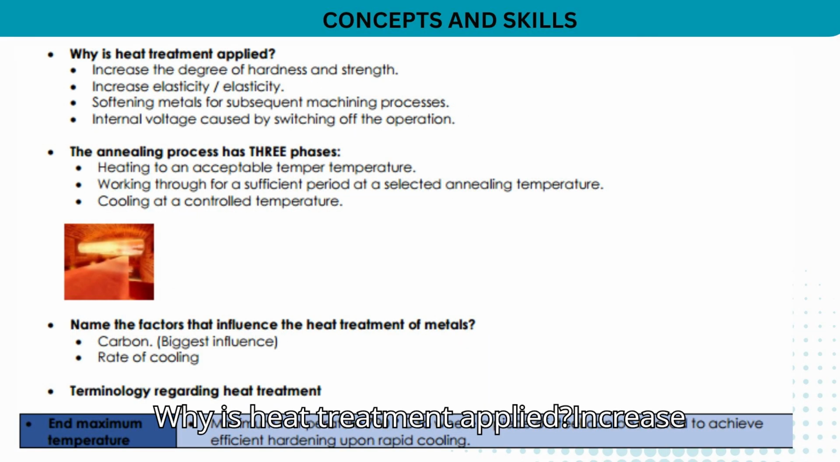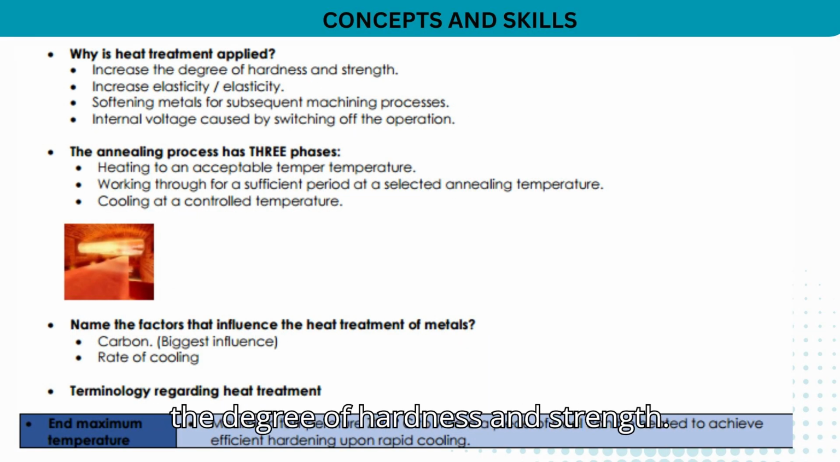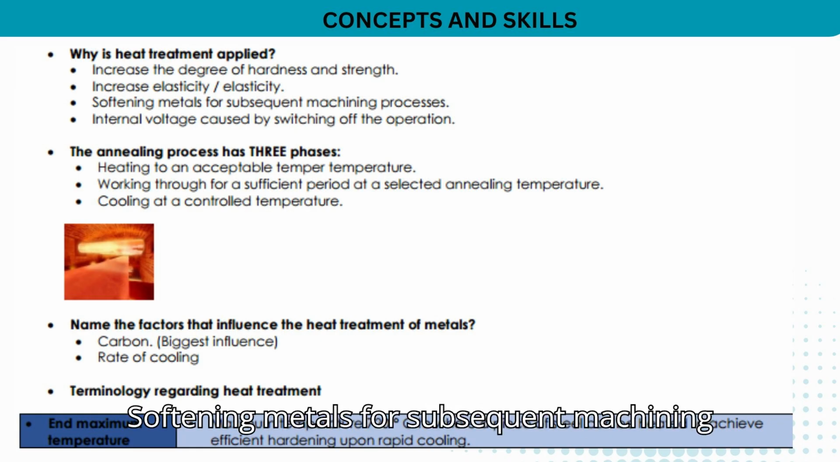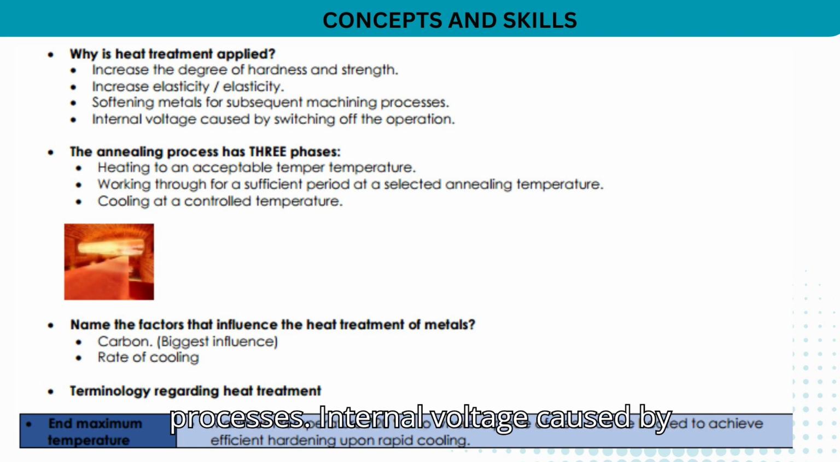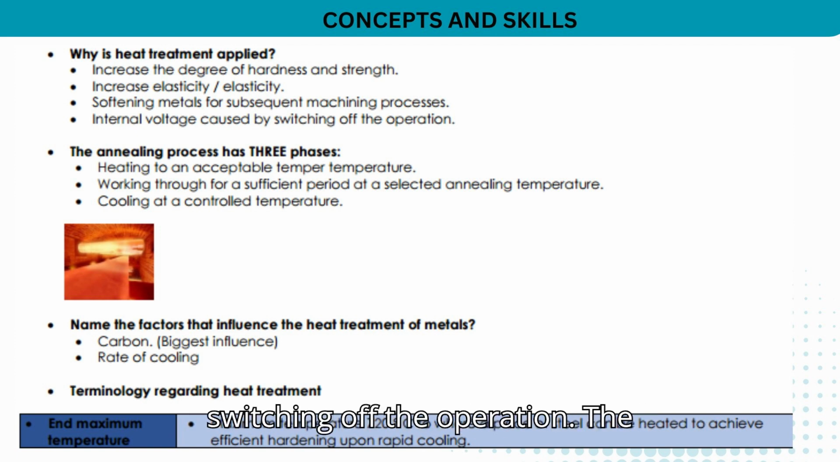Why is heat treatment applied? Increase the degree of hardness and strength. Increase elasticity. Softening metals for subsequent machining processes. Relieving internal stress caused by the working operation.